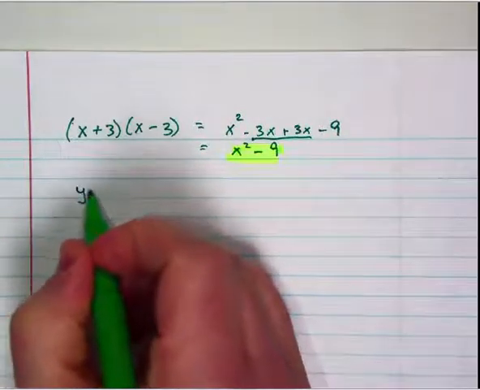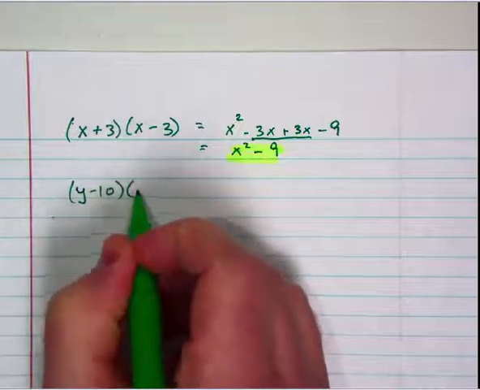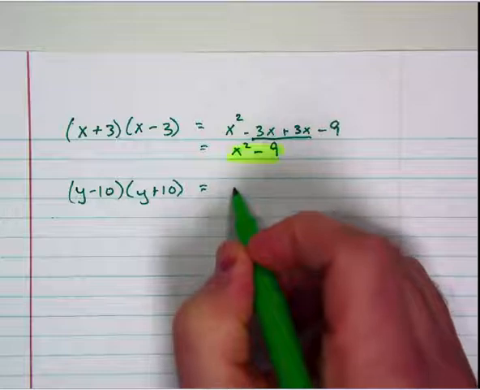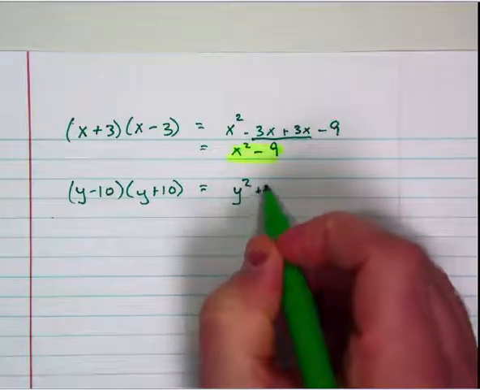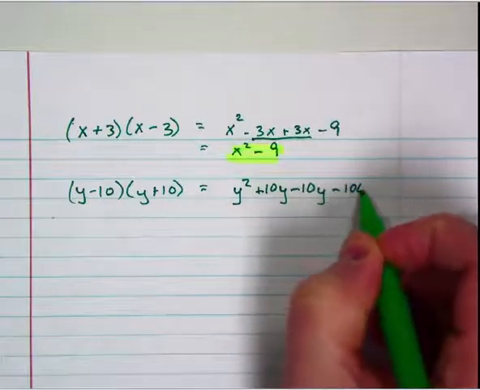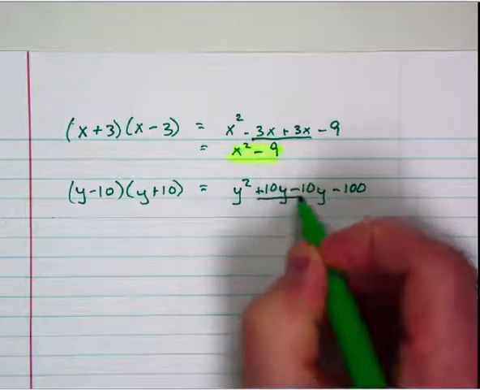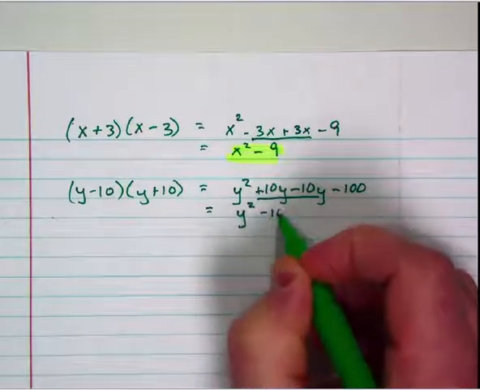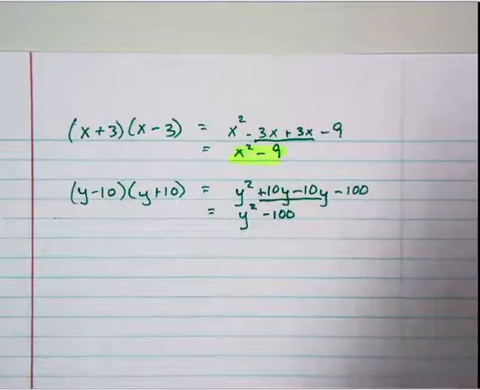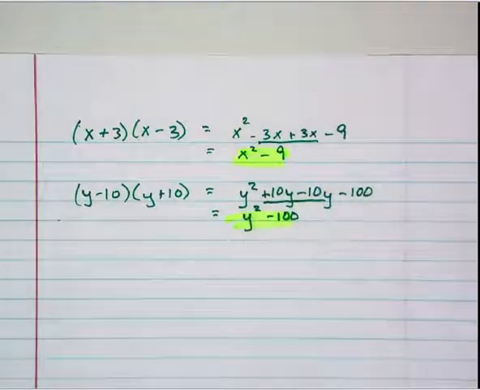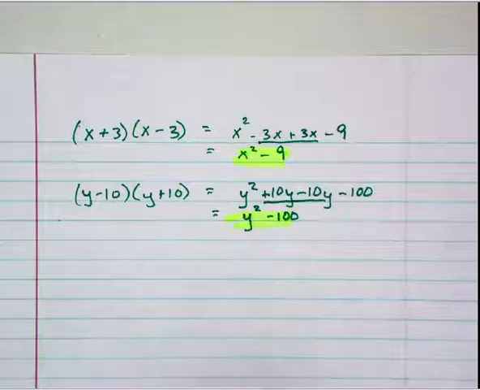So if I had y minus 10 times y plus 10, and I do my double distribution, that would be y squared plus 10y minus 10y minus 100. And again, if I look at those middle terms, they go to 0, so this leaves me with just y squared minus 100. And again, we've got a binomial instead of a trinomial. Alright, so I would like you to try a few more of those, please.